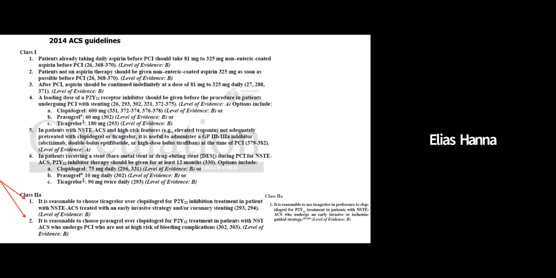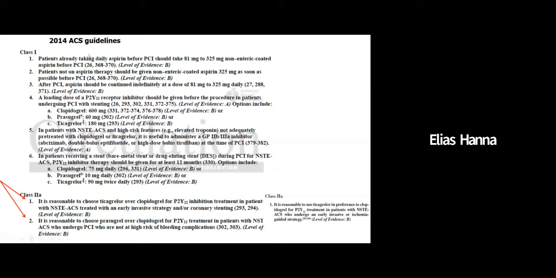Now, what do the guidelines tell us? Let's take a patient with ACS, non-STEMI or STEMI. Should we use clopidogrel, or should we use prasugrel or ticagrelor? Should we use the more potent antiplatelet agent based on guidelines?